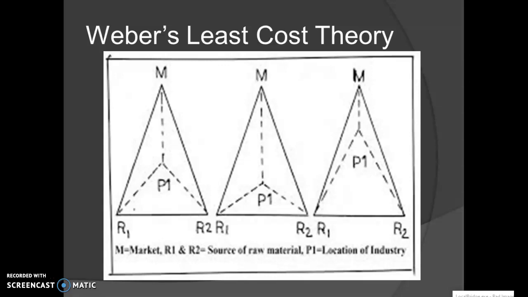We're just going to move this middle part. This is the plant. P stands for plant, where you make things, the production plant. M is market, where you're going to sell them. And R is raw materials. So typically in Weber's theory, you have two raw materials, 1 and 2. And what Weber wants to do is to look at the location of the raw materials, the weight of the raw materials.